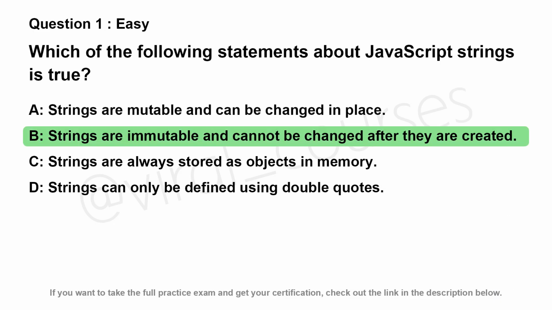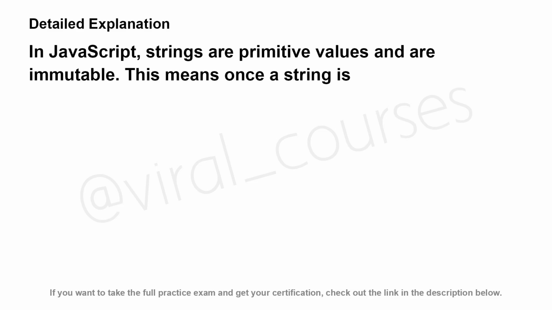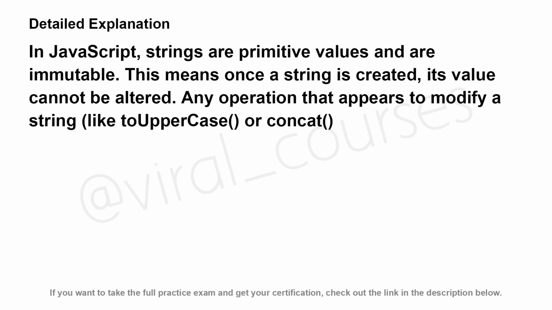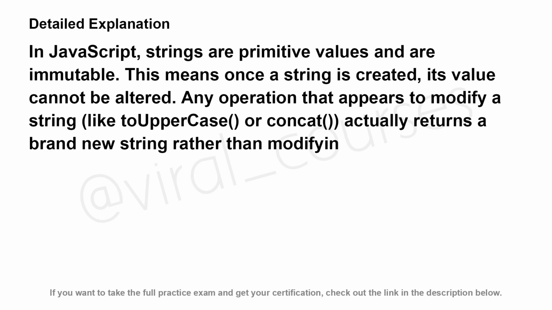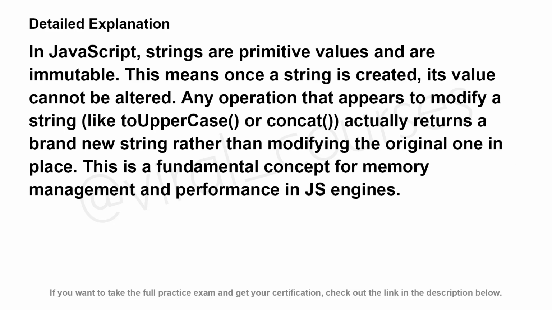The correct answer is B. In JavaScript, strings are primitive values and are immutable. This means once a string is created, its value cannot be altered. Any operation that appears to modify a string, like toUpperCase or concat, actually returns a brand new string rather than modifying the original one in place. This is a fundamental concept for memory management and performance in JS engines.